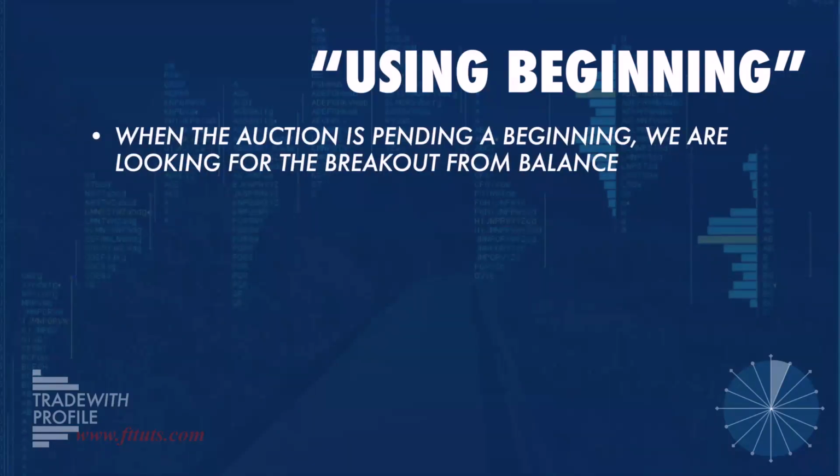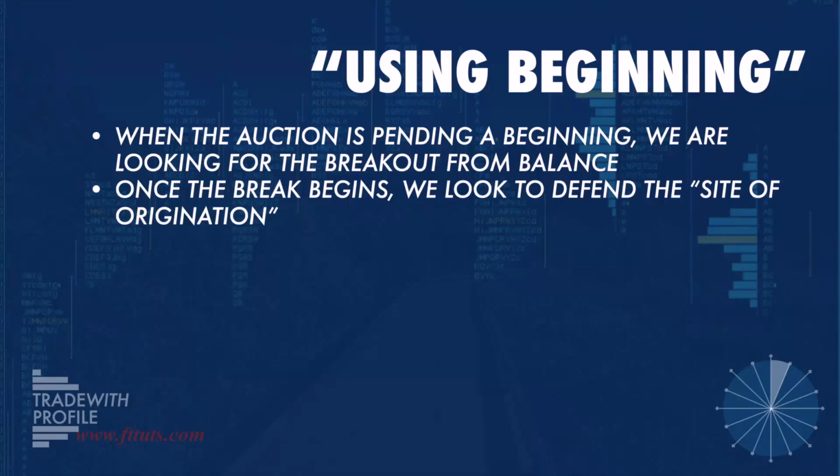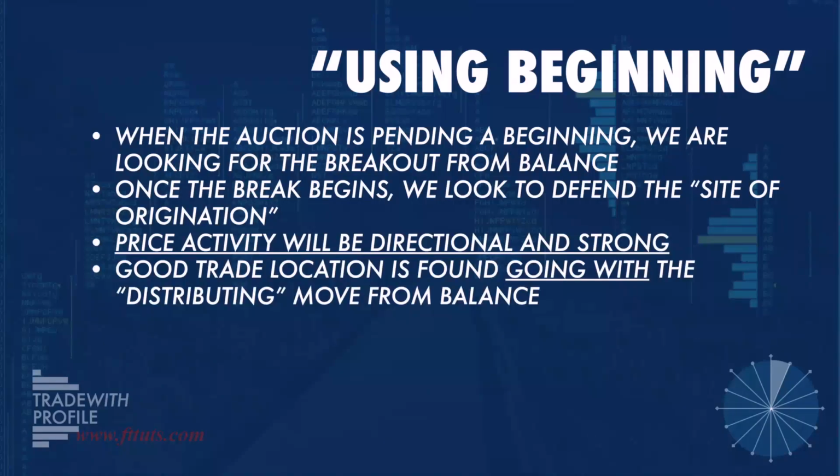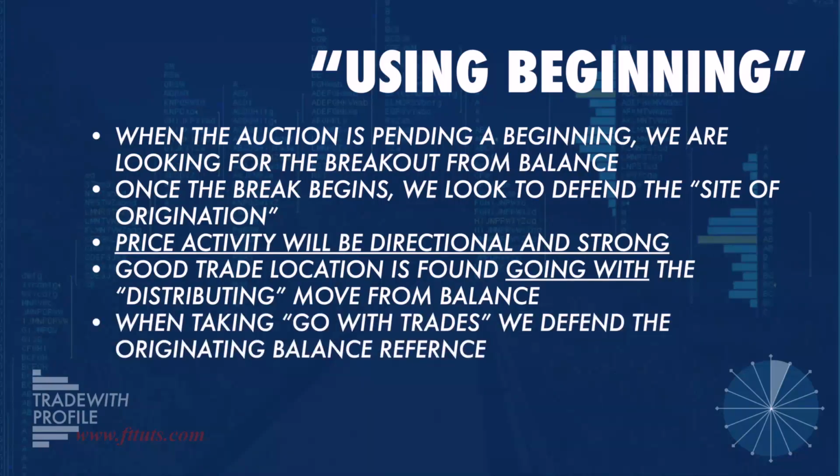So, ways that we can use beginnings: when an auction is pending a beginning, we are looking for the breakout from balance. So we're balanced, we've got a large node in the volume profile, we're looking for a break from balance. And then once that break begins, we look to defend the side of origination. So we're expecting the price activity will be directional and strong. A good trade location is found going with the distributing move from balance. So when taking go with trades, we defend that originating balance reference.